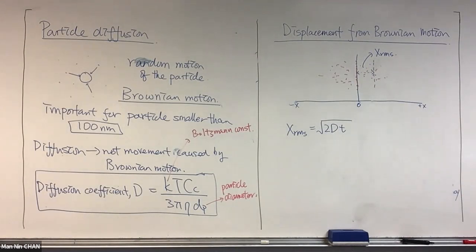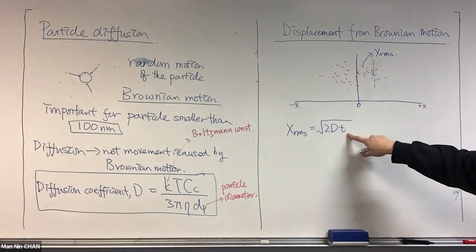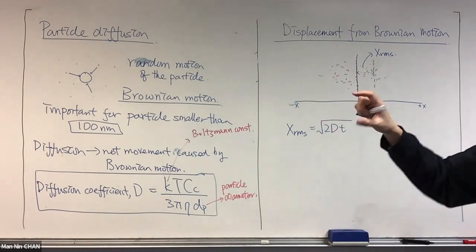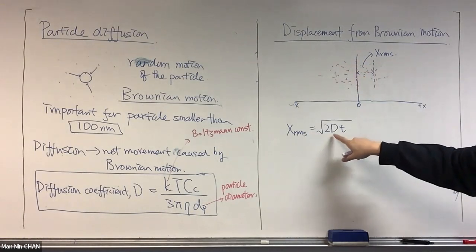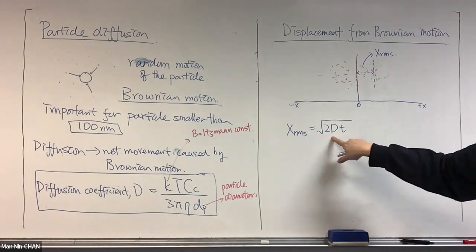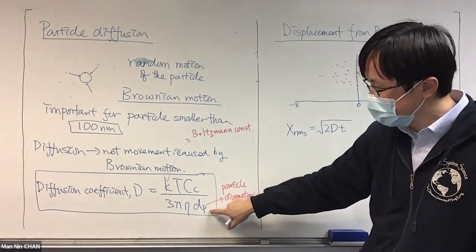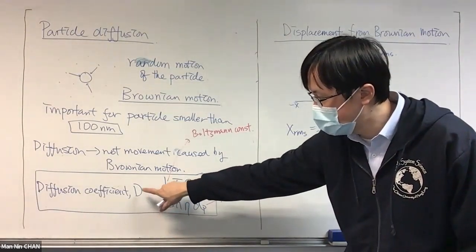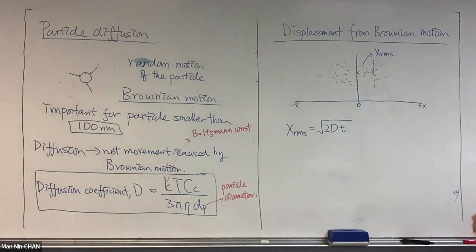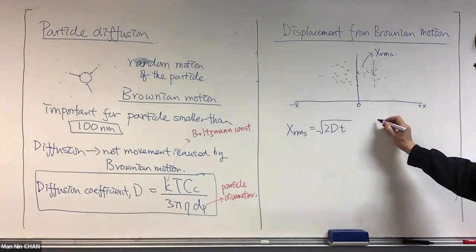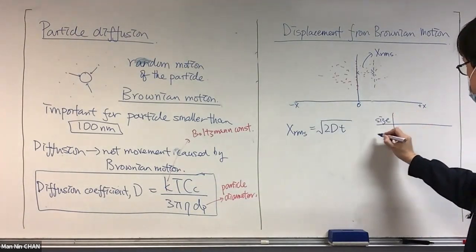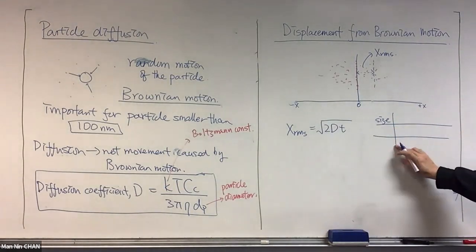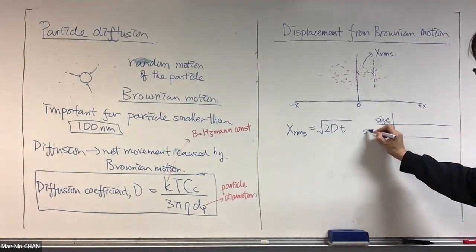But of course, at a given time, if you have particles of different sizes, the displacement will be very different. For a smaller particle, you can argue that it will have a larger diffusion coefficient D, and therefore it will have a longer displacement. Just qualitatively. So if this is your particle size, let's say I just say this is small.